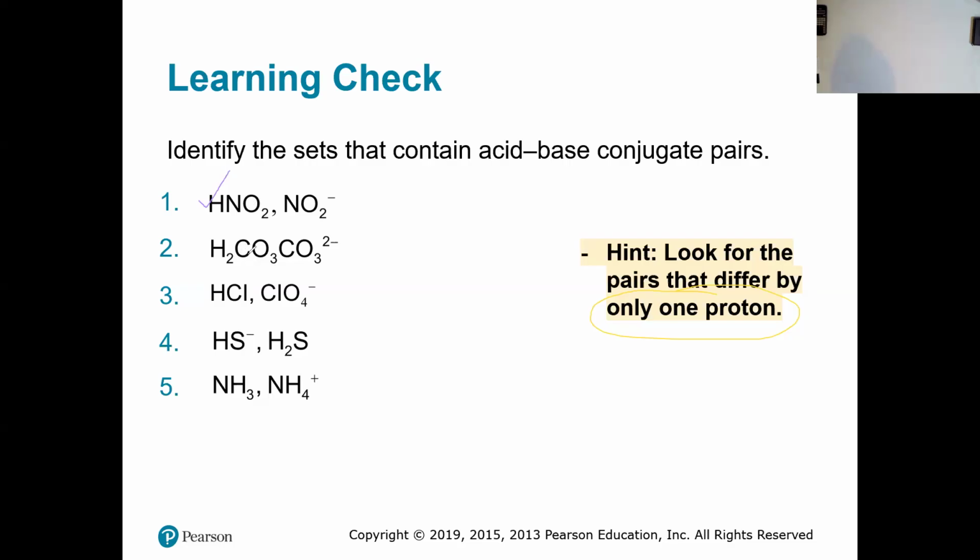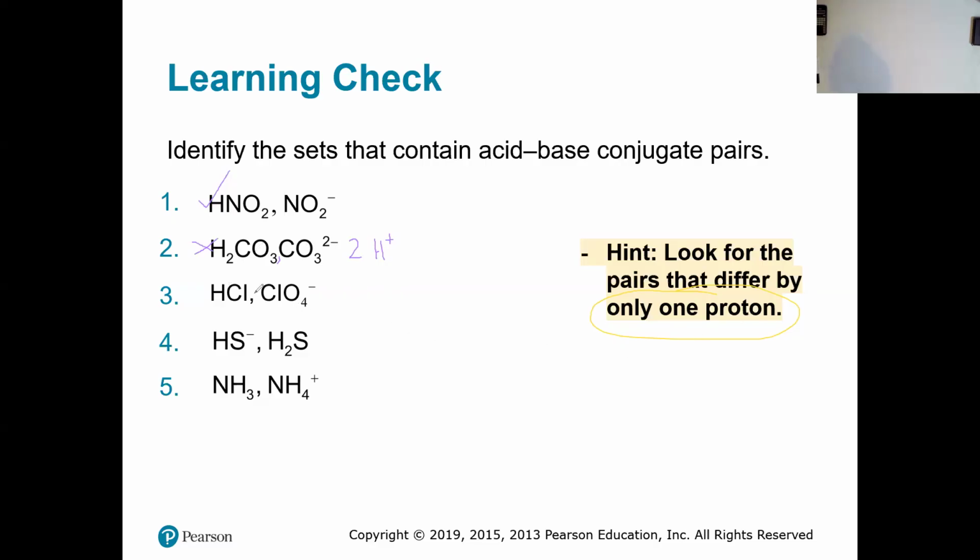Here we have H2CO3, and there should be a comma here, and then we have CO3 2 minus. The difference between these two formulas is that our H2CO3 lost 2 H's and it lost 2 positive charges. So even though these formulas look similar to each other, these are not a conjugate acid-base pair, because conjugate acid-base pairs only differ by one proton.